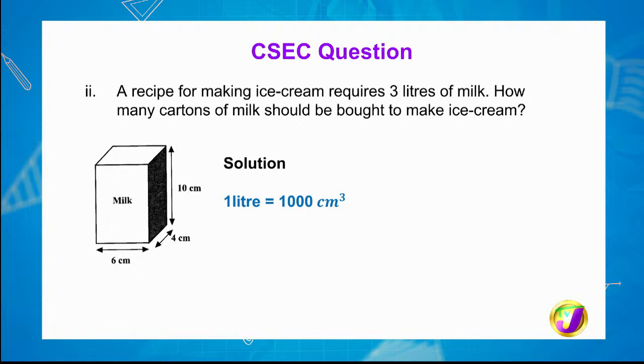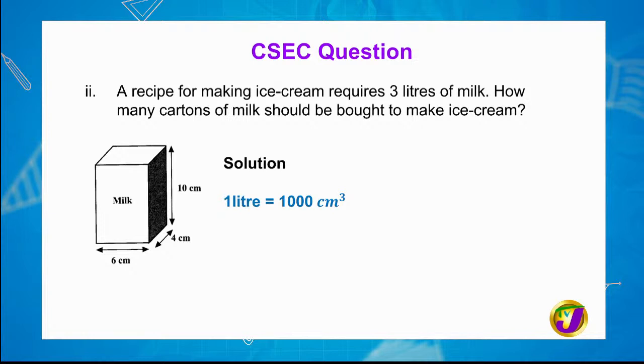Because if we look at the volume of milk in the carton, we calculated that in cubic centimeters, and now we're being told about milk in liters. So I think it's best to convert this 3 liters of milk to cubic centimeters.